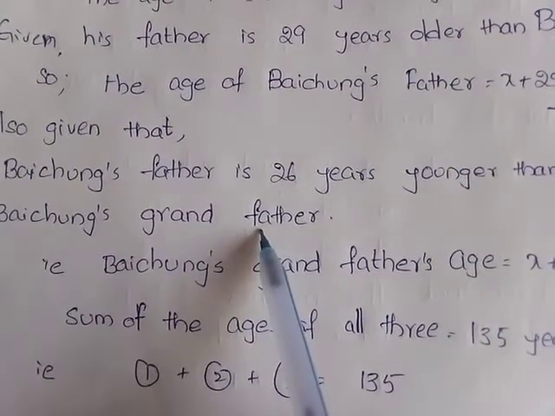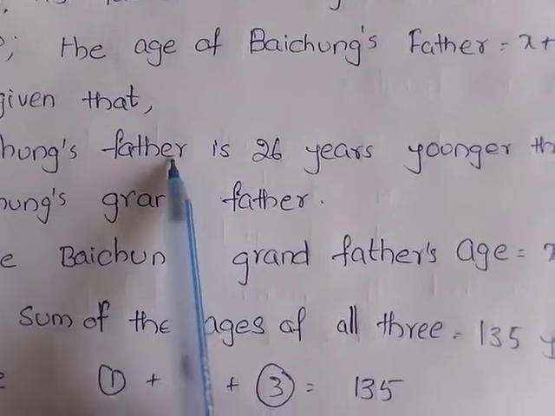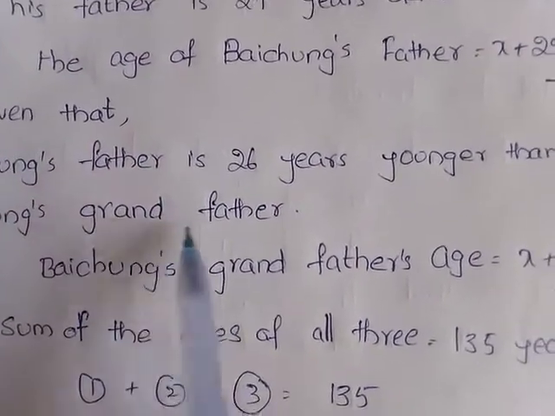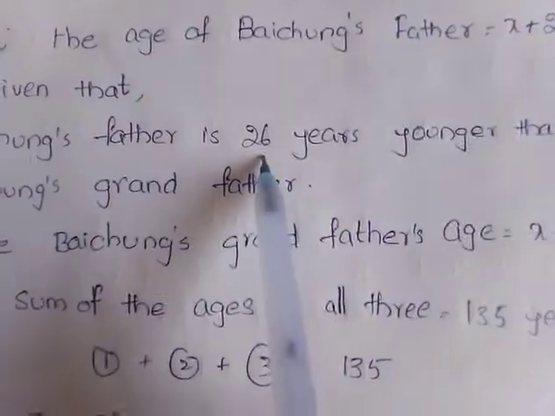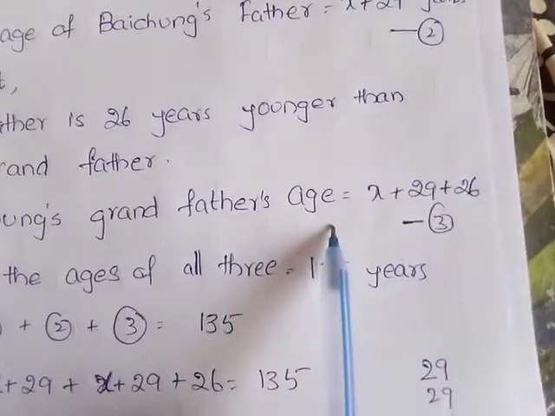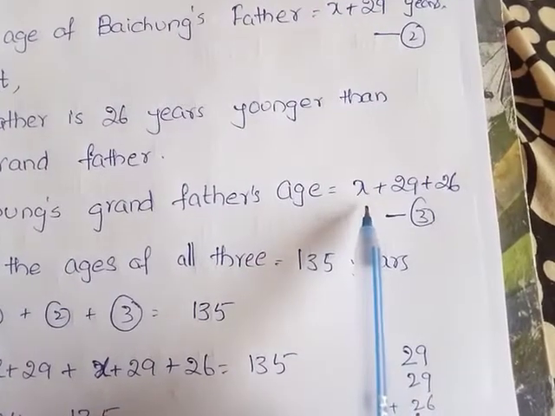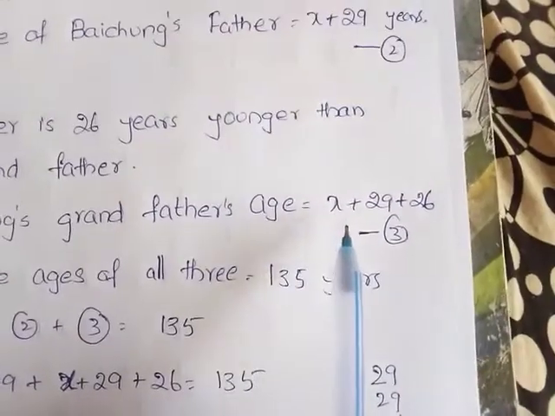Baicheng's grandfather is older than Baicheng's father. Grandfather is older than father. So how many years older is the grandfather? 26 years. That is, Baicheng's grandfather's age is 26 years older than Baicheng's father. So what is the age of Baicheng's father?